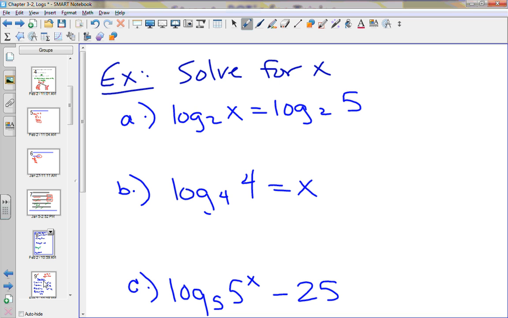Now let's do some examples of this. Log base 2 of x is equal to log base 2 of 5. What can you do? Log base 2 goes away, and what do you got? That's simple. What do you notice about log base 4 of 4 is equal to x? What cancels? That cancels. What am I left with? 1 is equal to x.